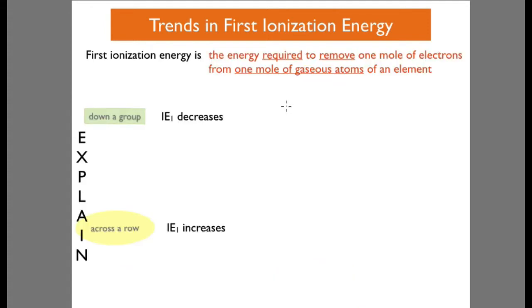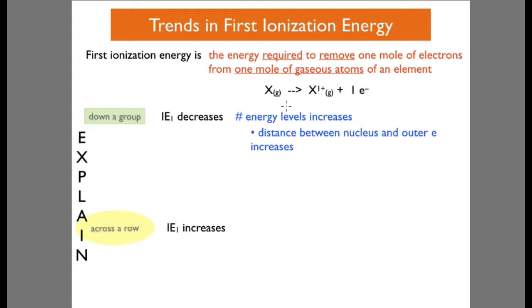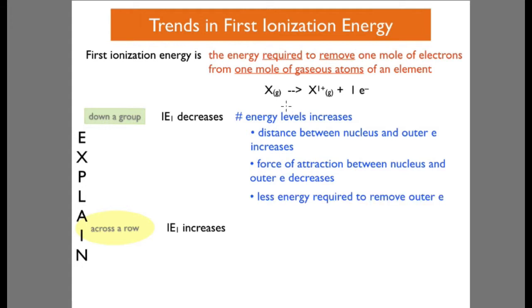The first ionization energy is the energy required to remove 1 mole of electrons from 1 mole of gaseous atoms of an element. The explanation for this. Down a group, we explain the decrease in ionization energy as because the number of energy levels increases as you go down a group. The distance between the nucleus and the outer electrons increases. So the force of attraction between nucleus and outer electron decreases. And so less energy is required to remove the outer electron, which makes sense.